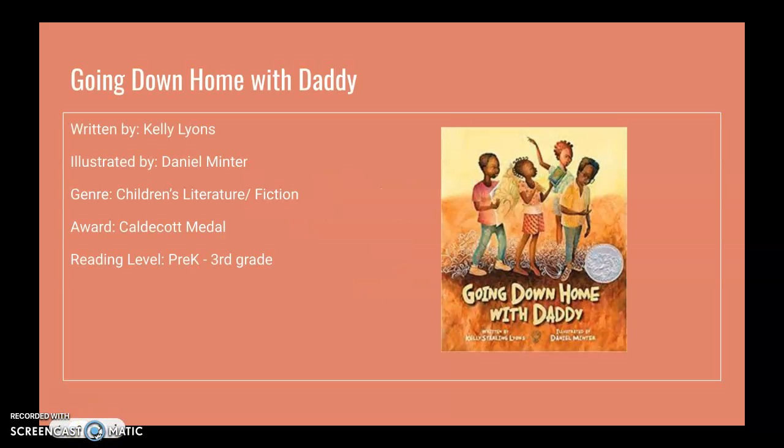The first book I chose to read is titled Going Down Home with Daddy. This book is written by Kelly Lawrence and illustrated by Daniel Minister, and this book is set at a pre-K to 3rd grade reading level, and the genres of this book are children's literature and fiction. And it was also awarded the Caldecott Medal.